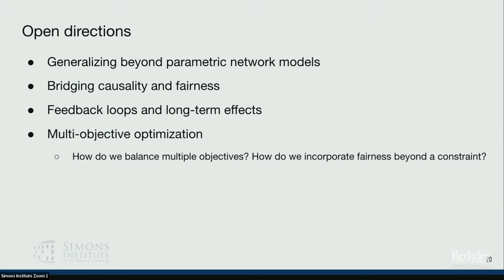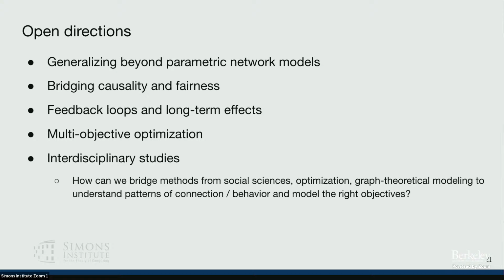How do we think about multiple objectives and fairness beyond being a constraint? Sometimes adding it as a constraint leads to these trade-offs, but sometimes, as we saw here, it doesn't have to. And generally thinking about interdisciplinary work, which I don't have to talk about as we all come from different backgrounds here. But I'll end here.